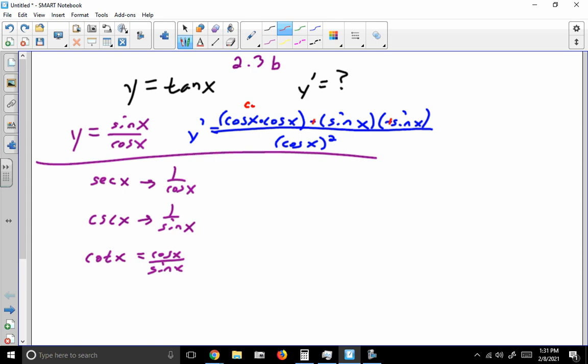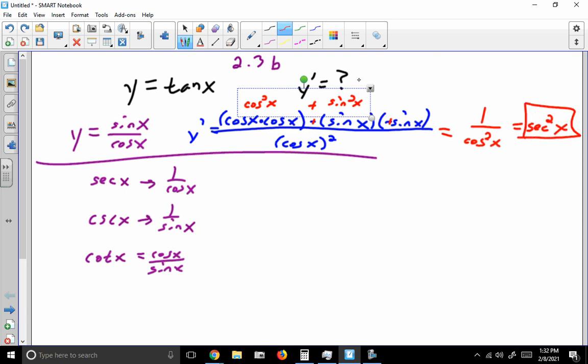Cosine times cosine is cosine squared. Sine times sine is sine squared. Cosine squared plus sine squared is just 1. So we have 1 over cosine squared. Well, 1 over cosine is secant. 1 over cosine squared would be secant squared. So the derivative of tangent is not just secant, but secant squared. Now we could use that same logic to get the rest of these, but I'll just give these to you.